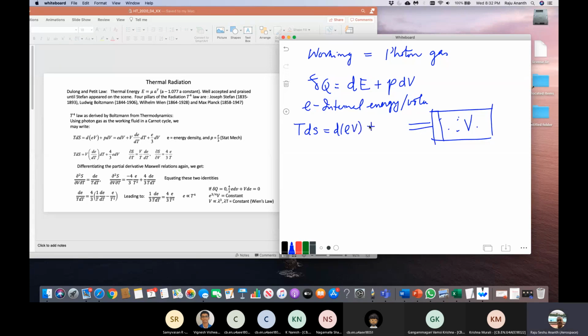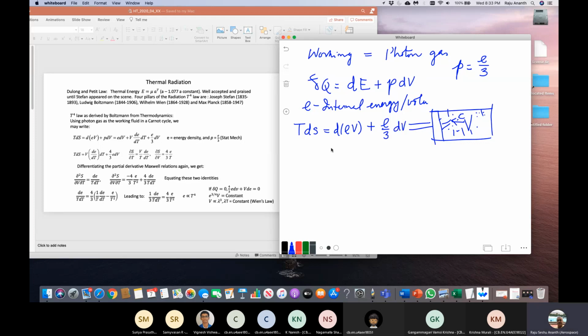Now in thermodynamics and statistical mechanics, when you have the photon gas traveling at the speed of light, you can prove that P is equal to the internal energy divided by 3. So the photons are bombarding these walls, creating a pressure, and that pressure felt by the wall is equal to the internal energy divided by 3. So I can write this as E over 3 dV.